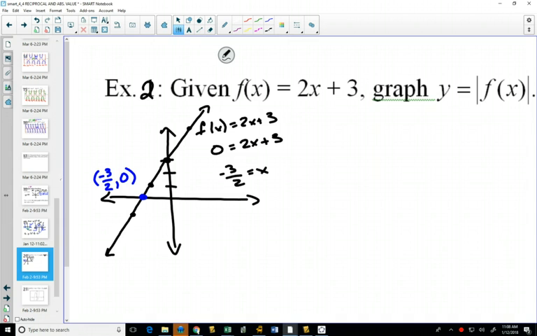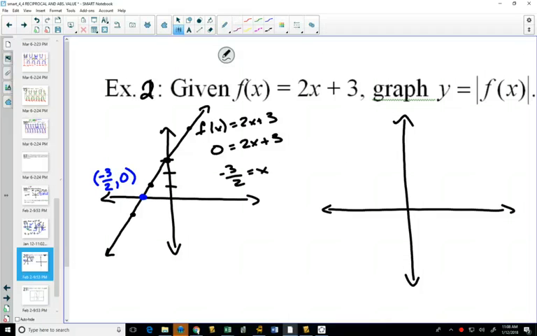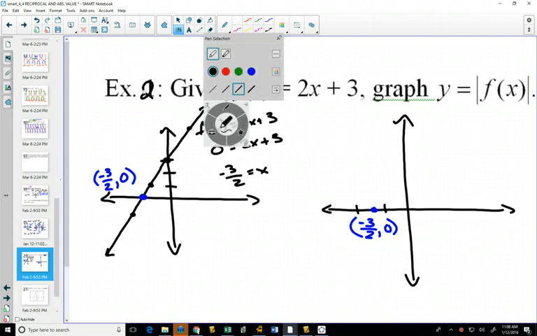That's going to be important because when I go to graph y equals the absolute value of f of x, that point is going to stay the same, negative 3 halves, comma 0. This part of my graph, that's the part where my y values are negative. All of those y values are going to become positive.